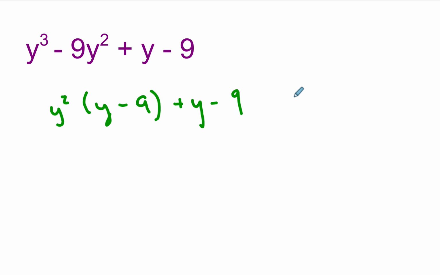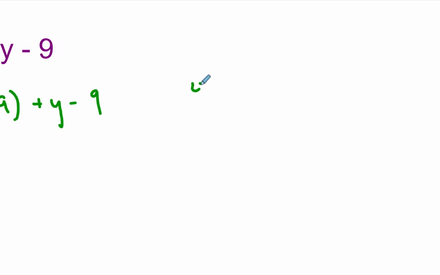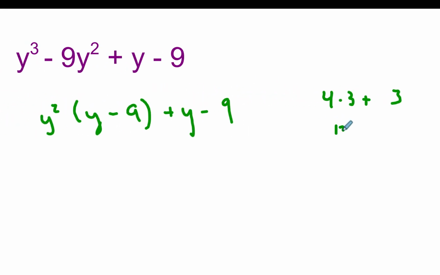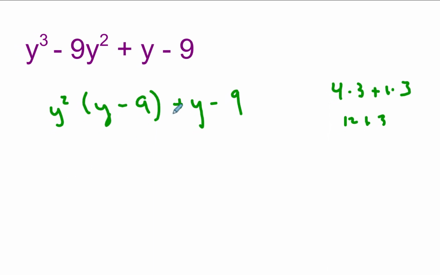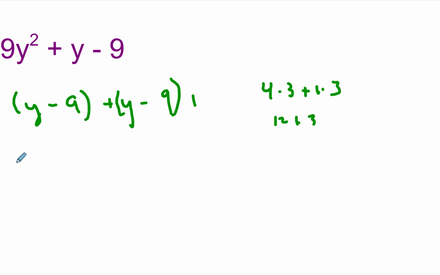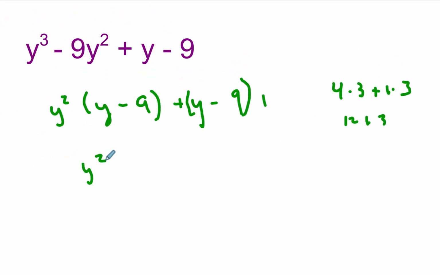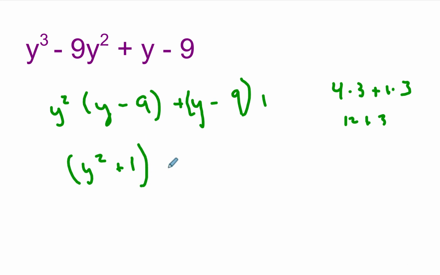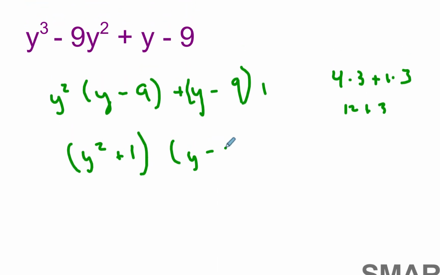It would be like saying if we had 4 times 3 plus 1 times 3, or just plain old 3, that would be 12, and then another 3 gives me 15. In this case, I'm going to call it 1 times 3. I've got one group more of y minus 9, so what I can say is I'm really multiplying this all by 1 here. So if I did that, you're going to have y squared plus 1 times y minus 9.